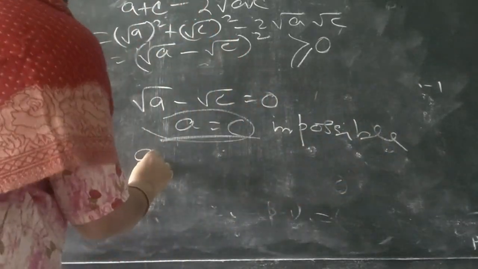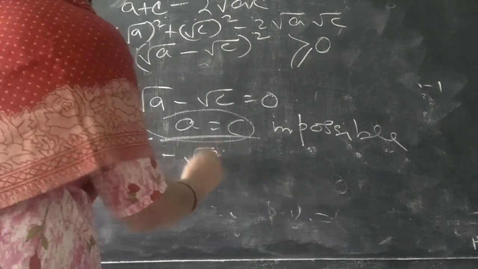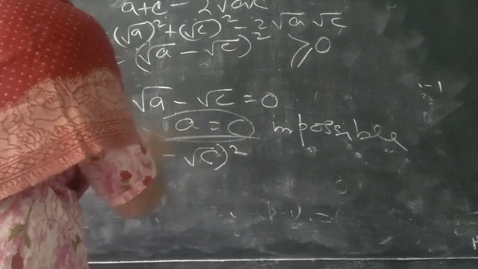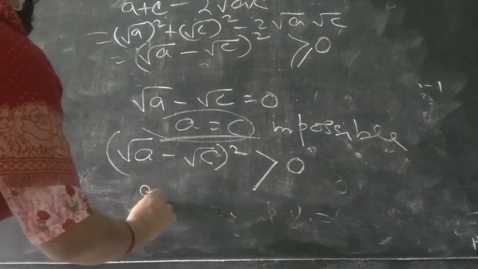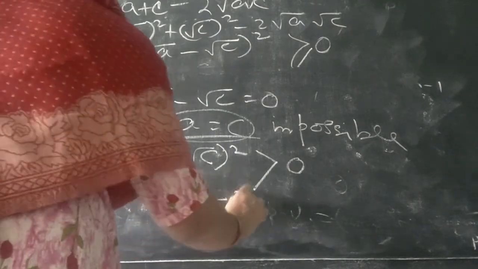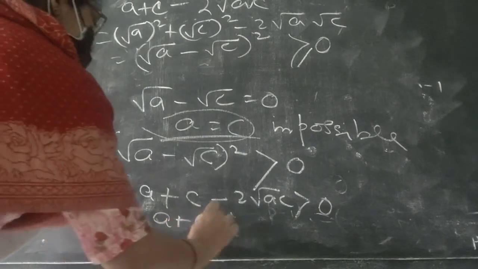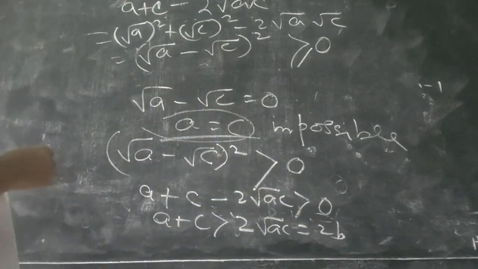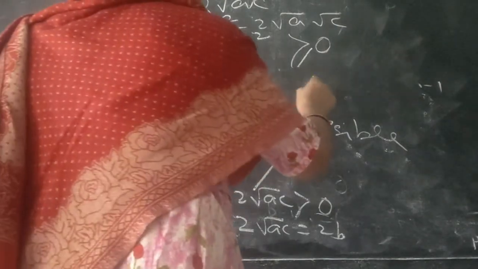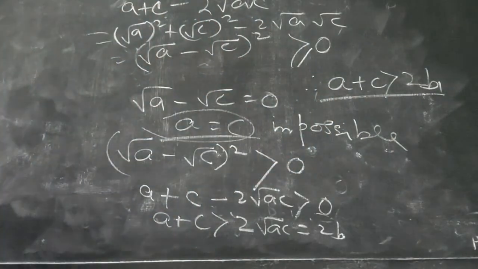So I can write root a minus root c whole squared is greater than 0. That means a plus c minus 2 root ac greater than 0. So a plus c greater than 2 root ac, this equal to 2b. So I can write a plus c greater than 2b. I think it is clear to you. I am ending here.